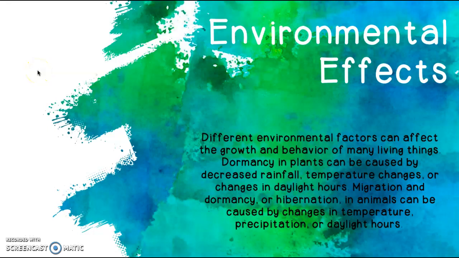Hey guys, last week we talked about the basic needs of plants and animals. This week we're going to look at the environmental effects on plants and animals. Different environmental factors can affect the growth and behavior of many living things. Dormancy in plants can be caused by decreased rainfall, temperature changes, or changes in daylight hours. Migration and dormancy or hibernation in animals can be caused by changes in temperature, precipitation, or daylight hours.